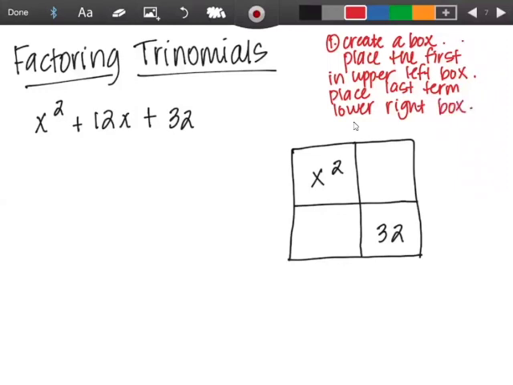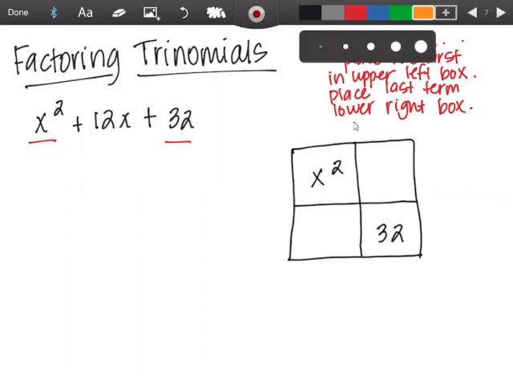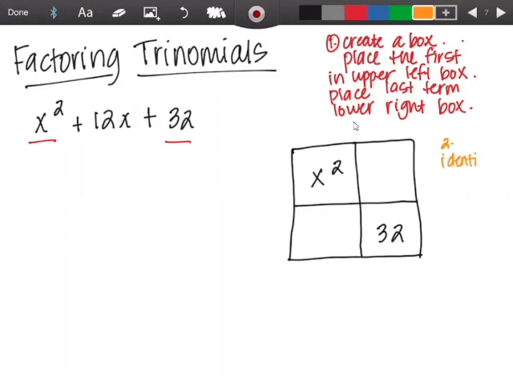We have x squared in the upper left hand, which is our first term here. And then our last term is 32. And we have it in the lower right. So now step number 2 is going to be identify the factors of C, which is the last term. So let's go ahead and talk about why I said C.